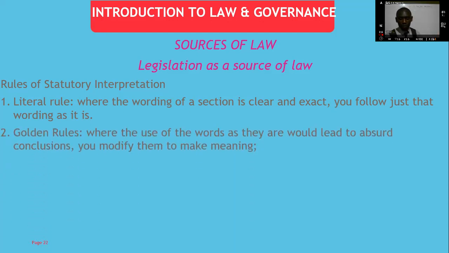Now, the golden rule. This is where the judge or magistrate finds out that if they follow the rule as it is, it is going to lead to very absurd conclusions. In this case, the judge is going to look at the law and interpret it in a manner that gives meaning to the words that are given in the statute. Having given meaning to the words in the statute is when the judge comes up with a better reasoning that suits the case at hand.